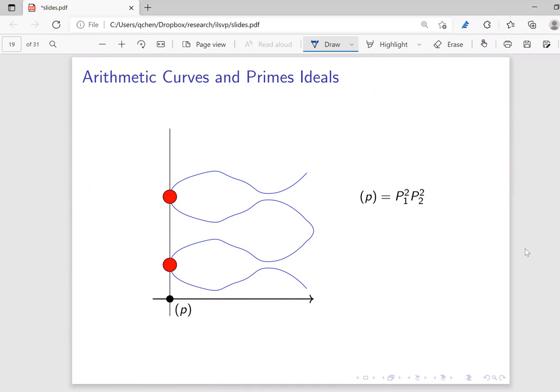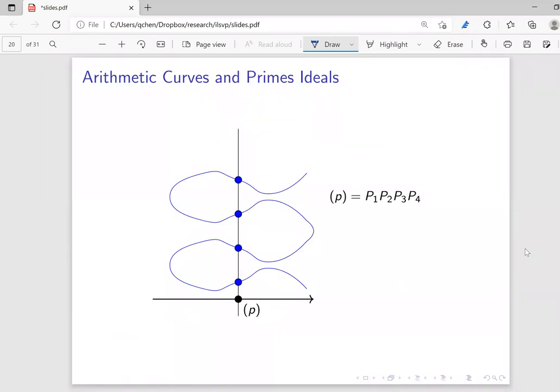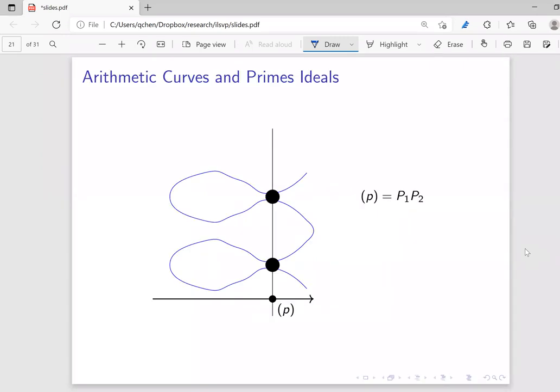And there are only finitely many primes which will be ramified, so we don't need to worry too much about those prime ideals. And then there are rational primes that split completely into four different prime ideals, in this case four because the extension degree is four. This is the case we think would be the most difficult. And here you have two prime ideals lying over P. Those prime ideals each have degree two, so that's why I use a large dot to represent them. And those prime ideals are actually not difficult. The SVP problem for them is not as difficult as for those small dots.